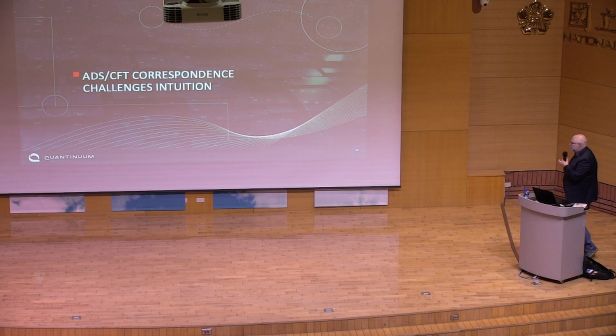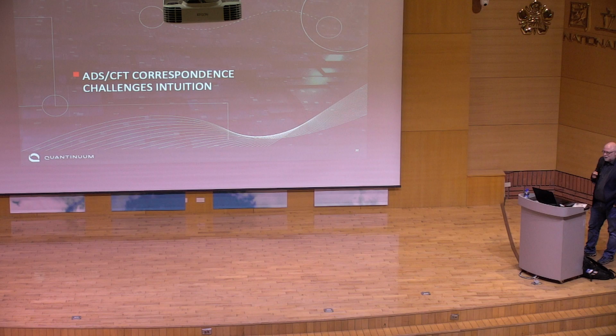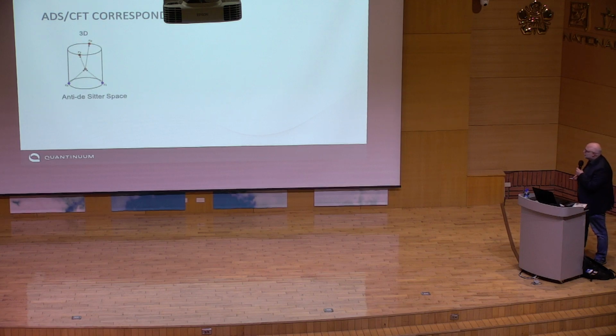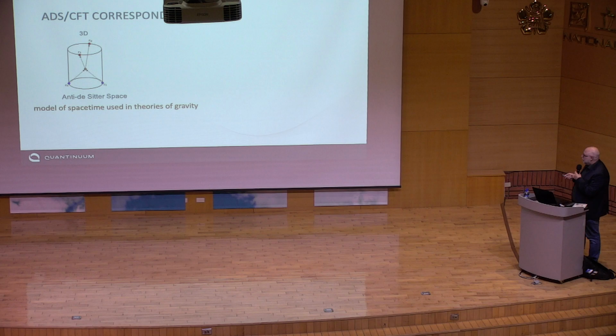Okay, so this was where things stood, and then these guys from the AdS/CFT correspondence got interested in this. For those of you who don't know what that is, that's something completely different, and it is a tool to study quantum gravity. On one end of the AdS/CFT, you have the anti-de Sitter space, which you can think of as a three-dimensional space where you have a nice theory of gravity. So it's a model of space-time used in theories of gravity.